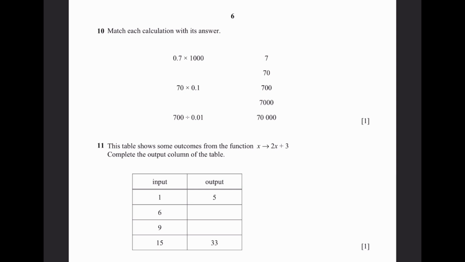Next, question 10. Match each calculation with its answer. This is just multiplication of decimals. This will be 700. This will be 7. And this division. So 700 multiplied by 100, which is 70,000. And now we just match it.